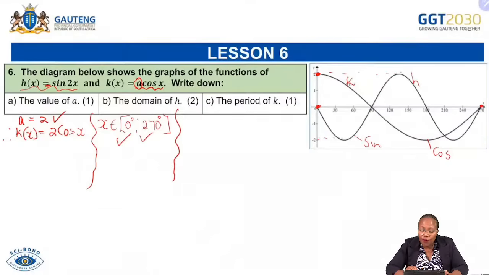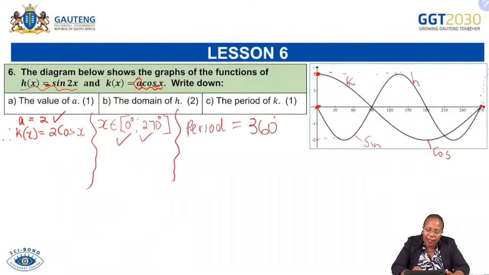And then what is the period for k now? For the k graph, that is the cos graph. If you look at this cos graph, it's not complete. It was supposed to continue there and move to 360 to have a complete graph. How do we know that? There is no value there. This is 1x. So that means we'll be having a complete graph at 360. One complete graph at 360 because the coefficient of x is 1. Therefore, the period for this will be 360. A complete cos graph will be at 360 degrees. That is worth 1 mark.